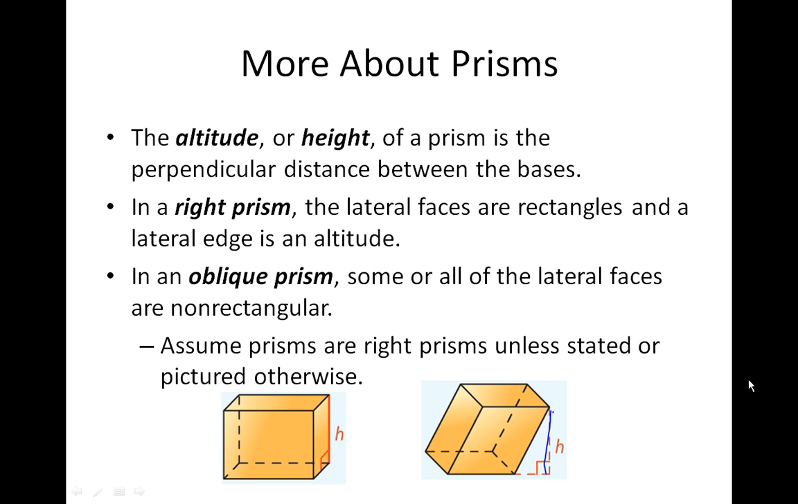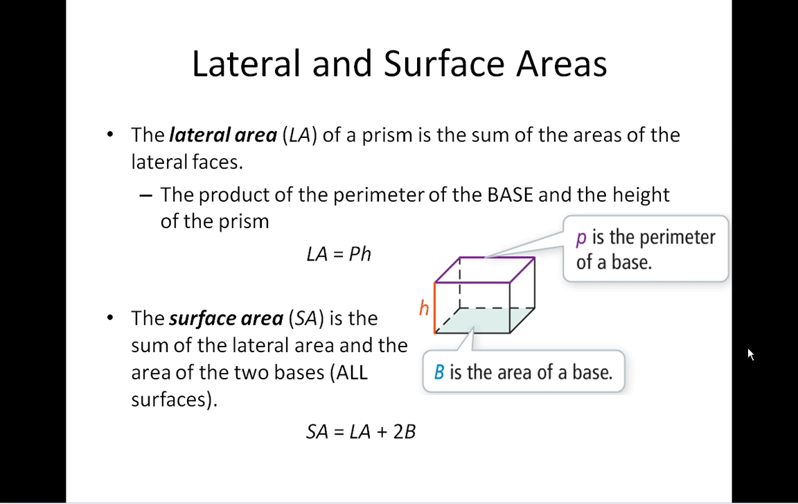Now, for our purposes, as we go through this chapter, unless otherwise stated, we're going to assume that the prisms are right prisms. Now, for surface area, the lateral area of a prism is the sum of the areas of the lateral faces. So in order to do that, we find the product of the perimeter of the base of the figure and the height of the prism. Because if you think about the lateral faces, if I go all the way around and add all those up, I've basically gone around one of the bases. So that's why we have the perimeter of the base times the height.